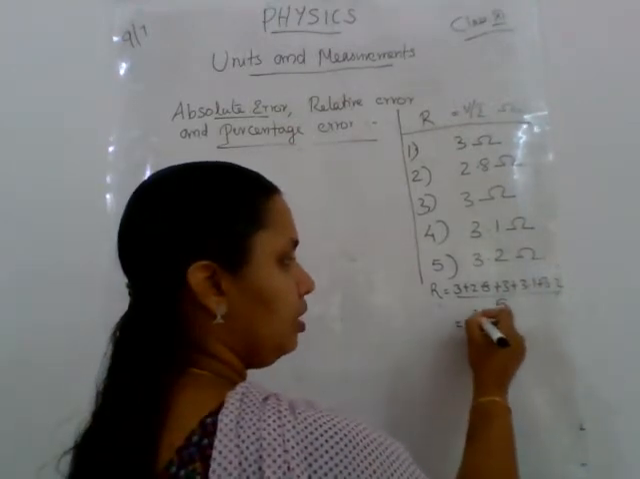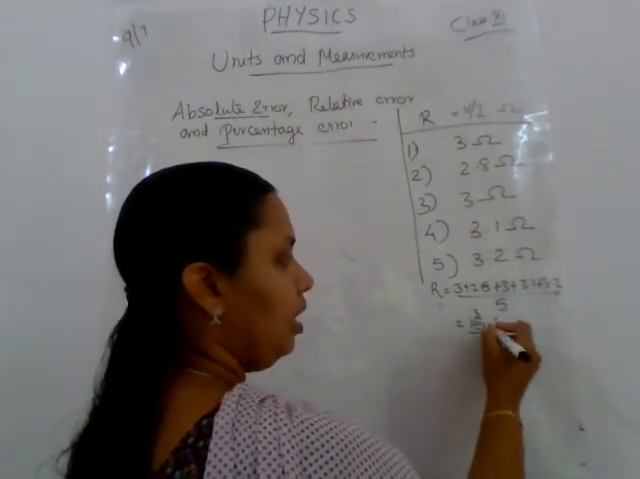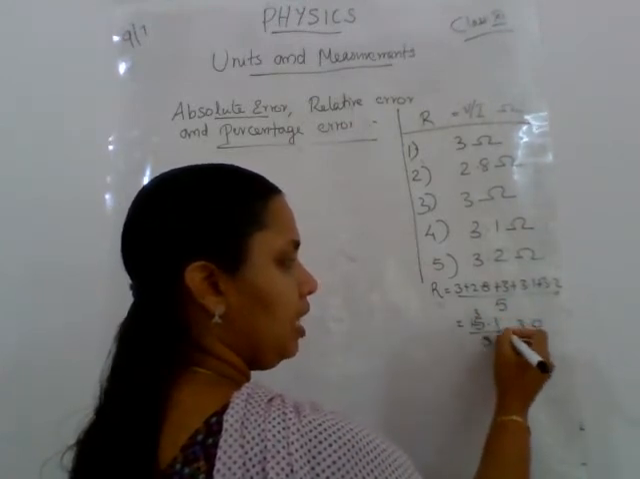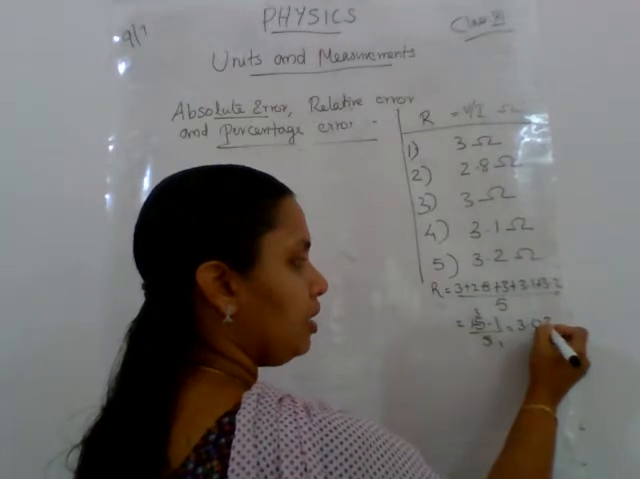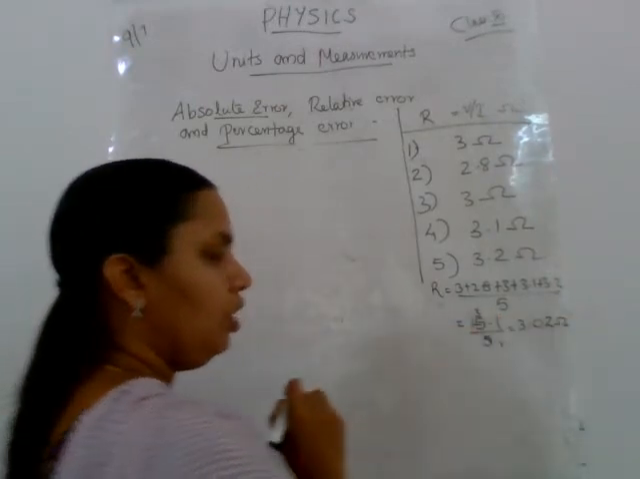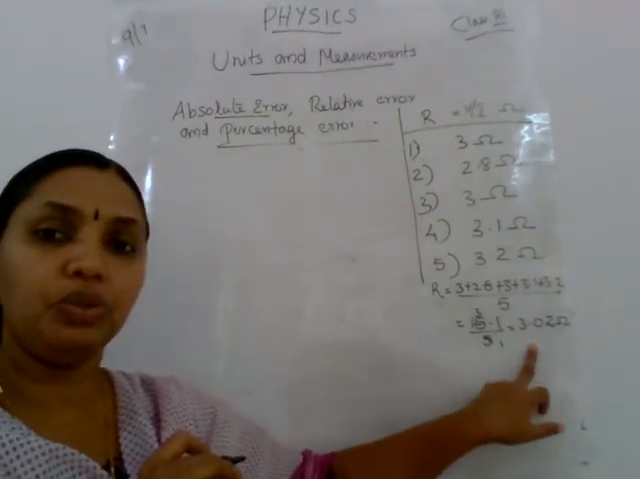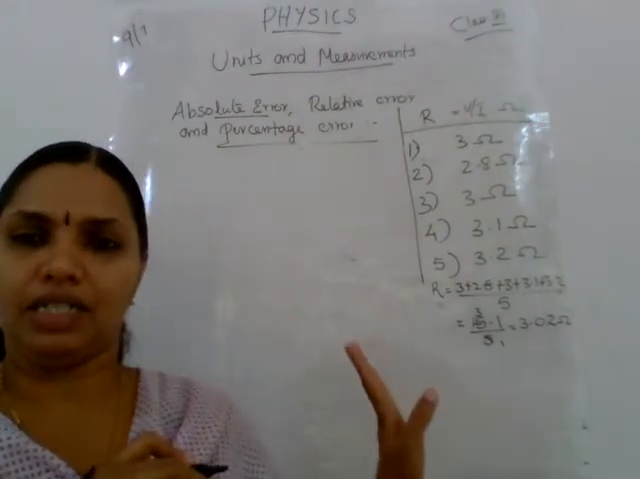How much is it? 15.1 divided by 5. 5, 15, 3 times. Then there is 1, no 5, so we will put 0 here. Then it comes 10. In 10, how many 5s are there? There are 2 5s. So the resultant value is 3.02 ohm. So that is our result, isn't it?